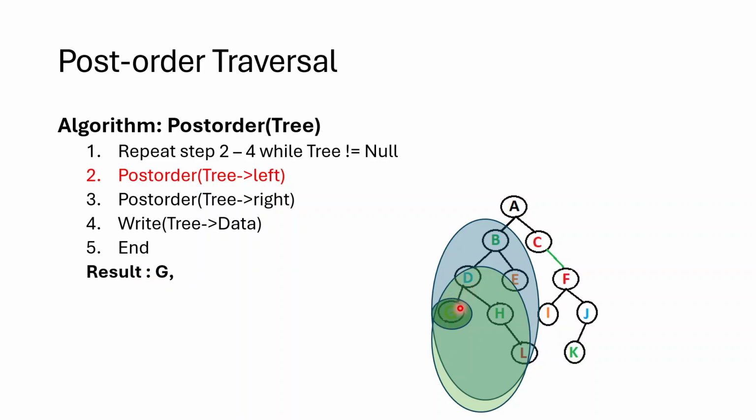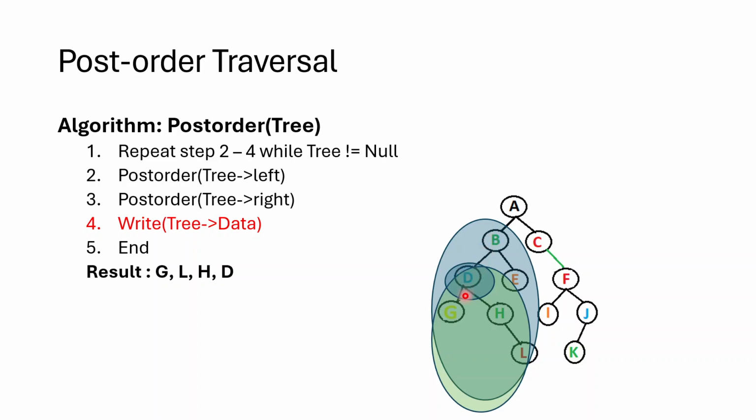So the left side of D is completed. Then the right side of D, which is H and L. Does H have the left child? No, H doesn't have any left child. So the post order remains what? Left, right, and then root. Left is none for H, and then the right of H is L, L, and then the root, H. So the right side of D is completed. At last D is remaining. So D.